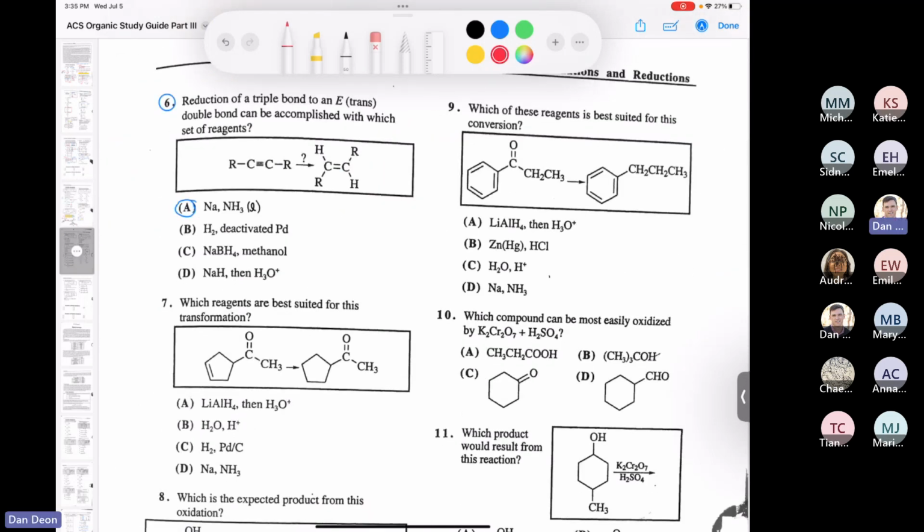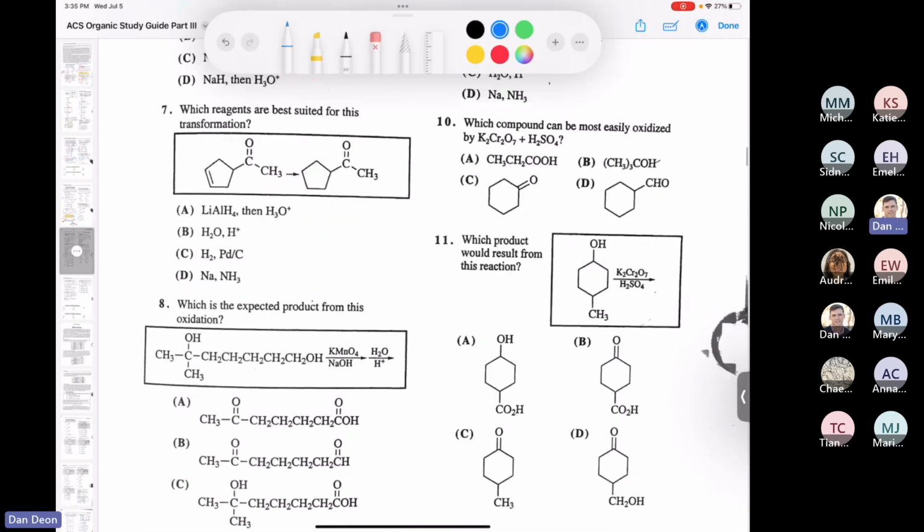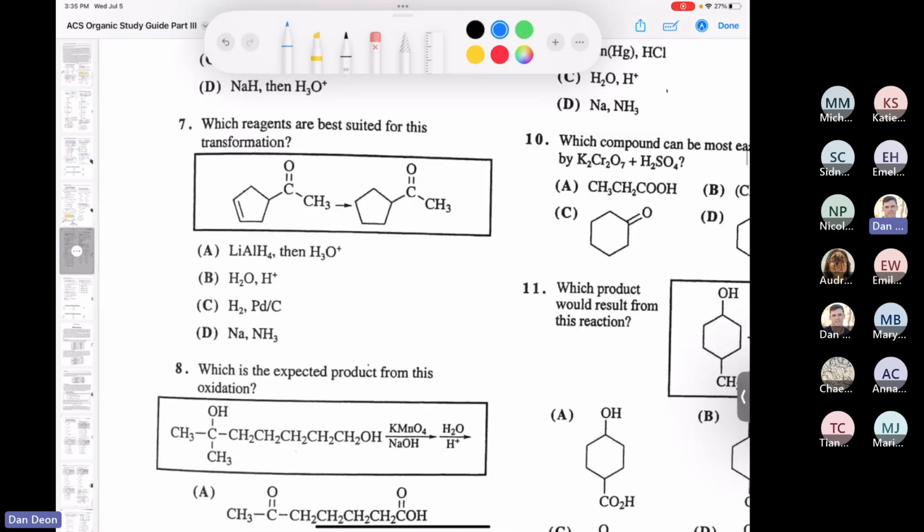The next one, I already have the answer written in there. I know you know the answer anyway. If you want to reduce an alkyne to a trans alkene, you would use sodium metal reduction. If it says here hydrogen with deactivated palladium, deactivated is the same thing as poisoned catalyst, so that would give you the cis. Anyhow, let's take a look at question number 7.